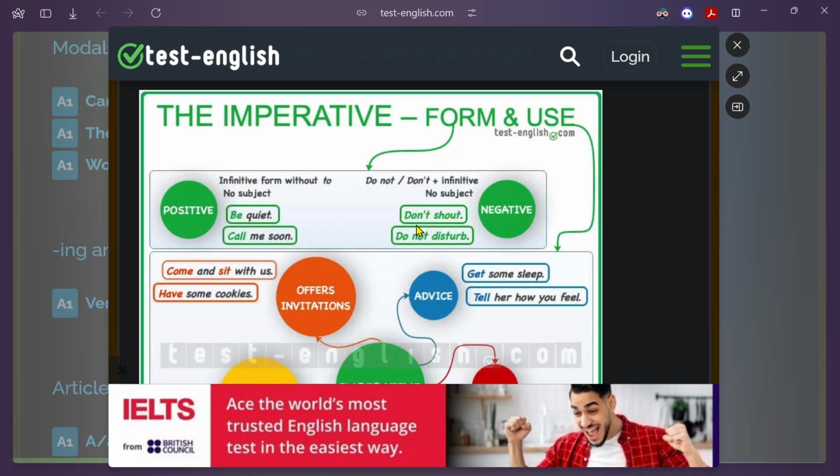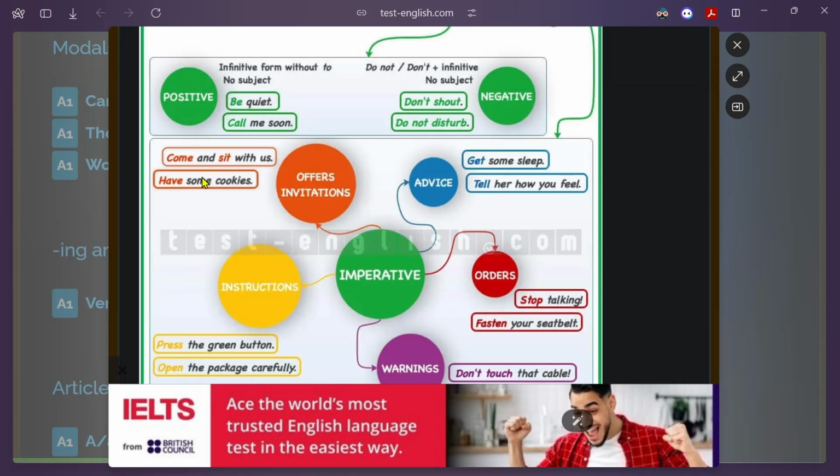And with negative, you use these particles, no? You cannot just say not shout. You have to use do. Right? Like when you make questions, right? Do, don't. Usually you see in the present, you see don't or do.